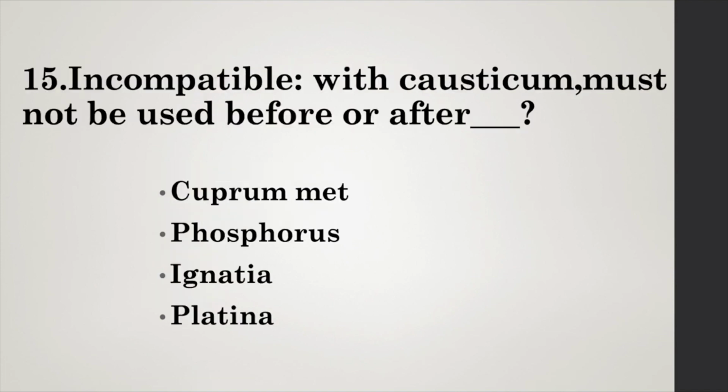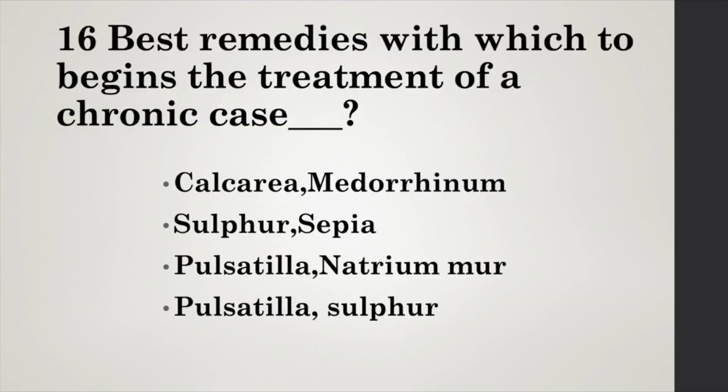Incompatible with causticum. Must not be used before or after. Options: cuprum metallicum, phosphorus, ignatia, platina. Answer: phosphorus. Best remedies with which to begin the treatment of a chronic case. Options: calcarea and medorrhinum, sulfur and sepia, pulsatilla and natrum mur, pulsatilla and sulfur. Answer: pulsatilla and sulfur.